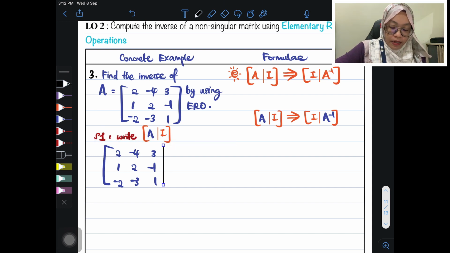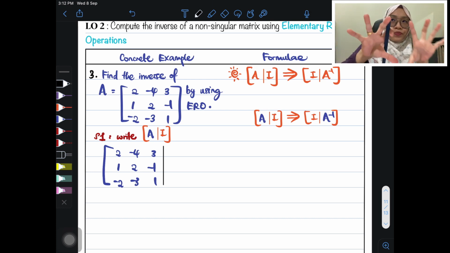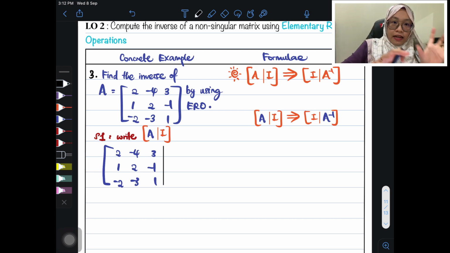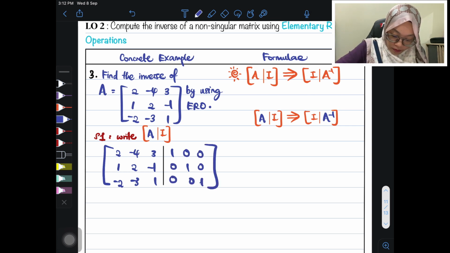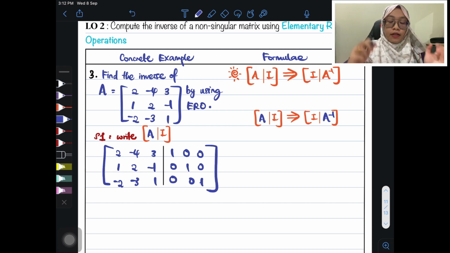Okay, this palang is going to make perbezaan lah. Belah kiri adalah matrix kamu, matrix A. Belah kanan will be your identity matrix. Barulah kamu tutup bracket. Both of this bracket must be written. Tak boleh sesuka hati nak abaikan dia.